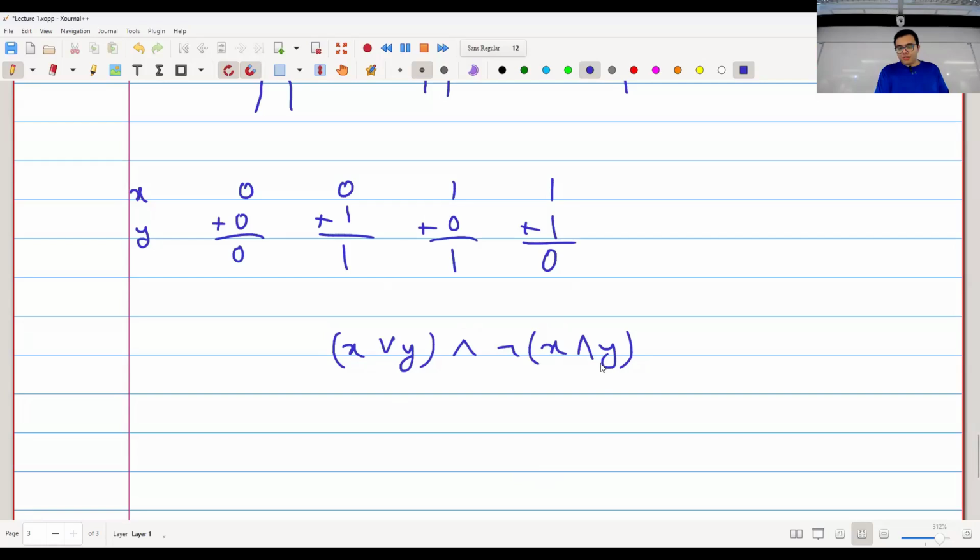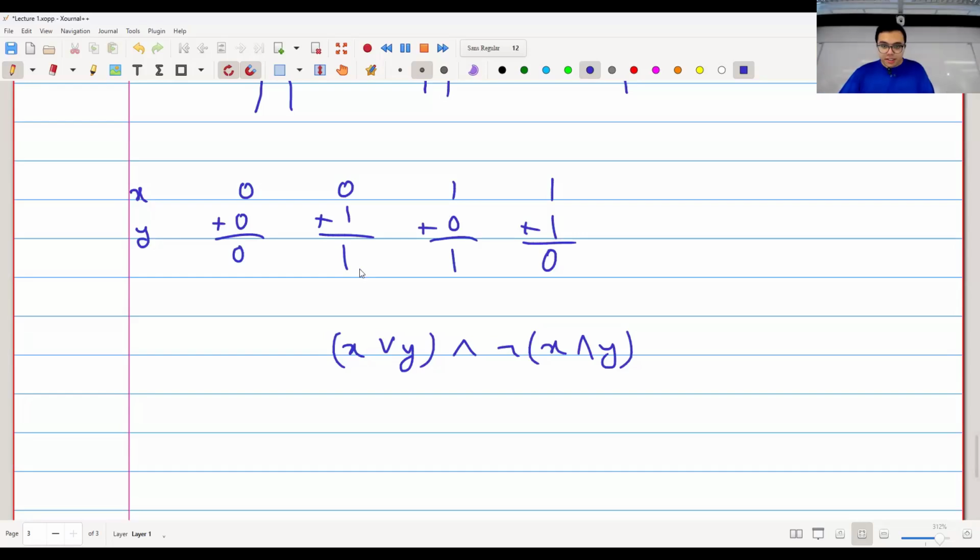So not X and Y is 1 if at most one of them is 1. If it is not the case that both of them are 1. And X or Y is 1 if at least one of them is 1. So what I want here is that I want a 1 if exactly one of the inputs is 1, right? So I say, make sure that at least one of the inputs is 1, and make sure that both of them are not 1. That's basically what I'm saying.